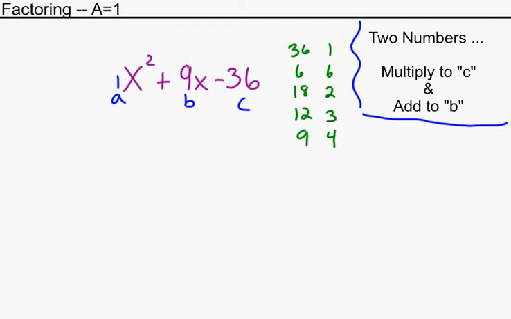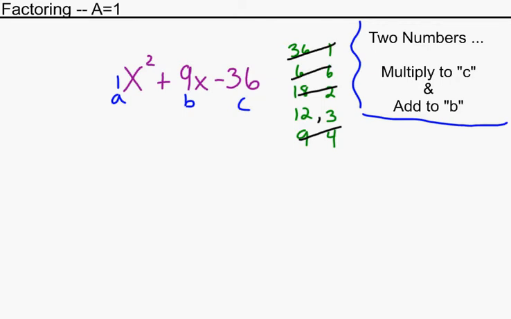So first I consider 9 and 4. There's no way to add and subtract them in order to get a 9. I think about 12 and 3. I can't add them, but I could subtract them, so that might be my pair. 18 and 2, there's no way to put them together and get a 9 using addition or subtraction. Same thing with 6 and 6. Same thing with 36 and 1.